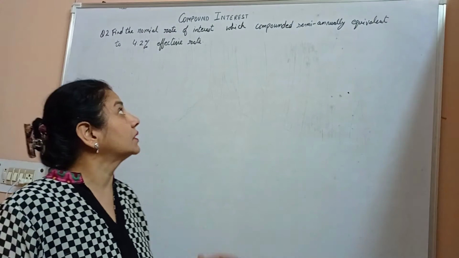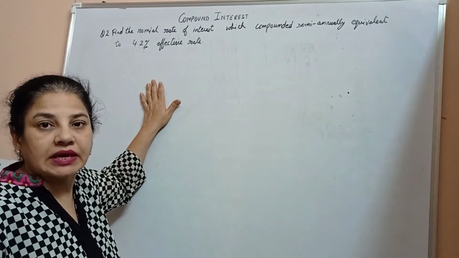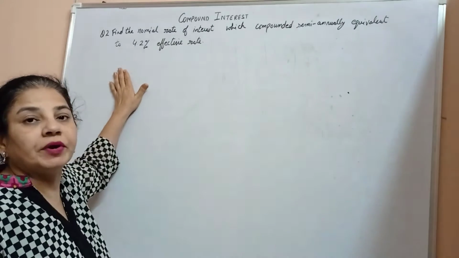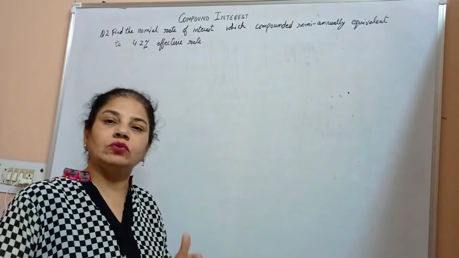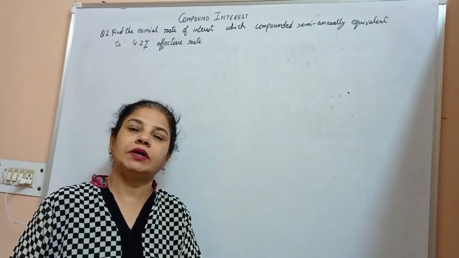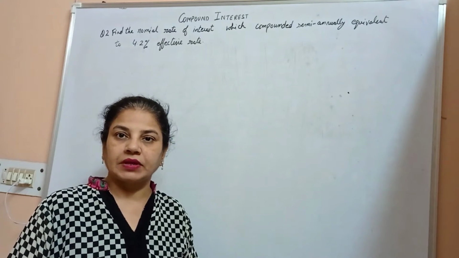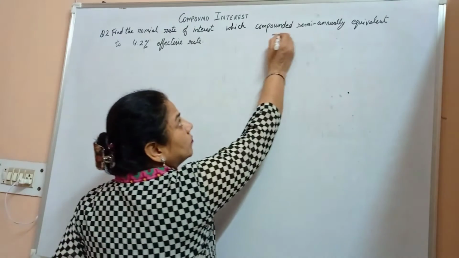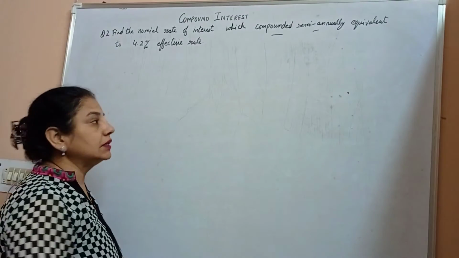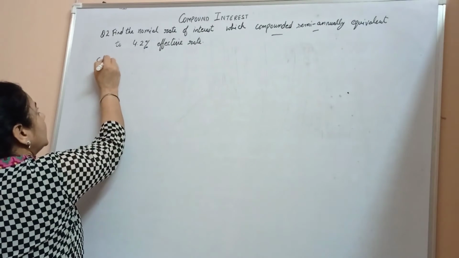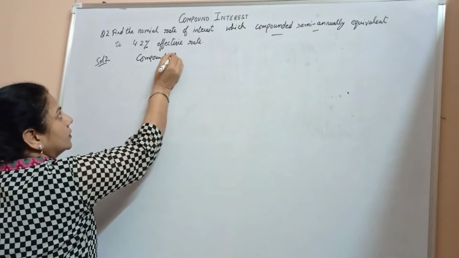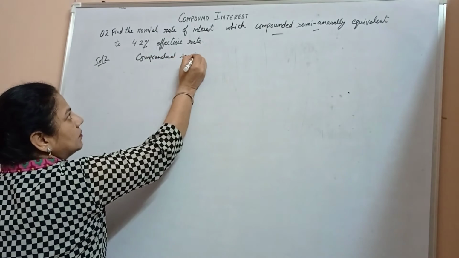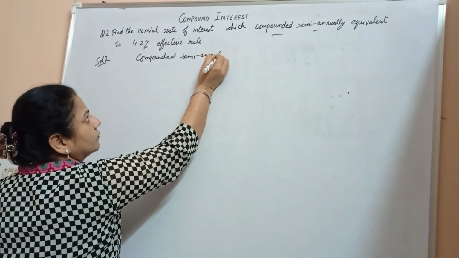Find the nominal rate of interest which, compounded semi-annually, is equivalent to a 4.2% effective rate of interest. Now in this particular case, we know the effective rate of interest and we have to calculate the nominal rate of interest. And it is given to us compounded semi-annually. This means again there is a conversion period.